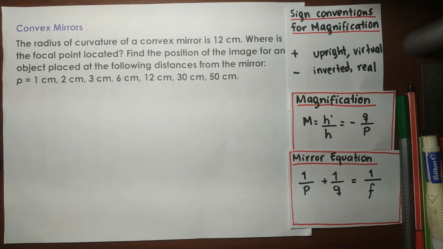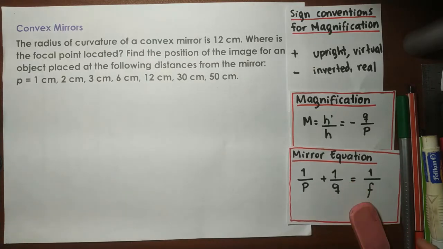Okay, we have another problem right here. It says the radius of curvature of a convex mirror is 12 centimeters. Where is the focal point located? Find the position of the image for an object placed at the following distances from the mirror: 1, 2, 3, 6, 12, 30 and 50 centimeters.